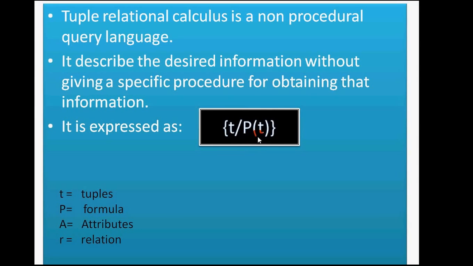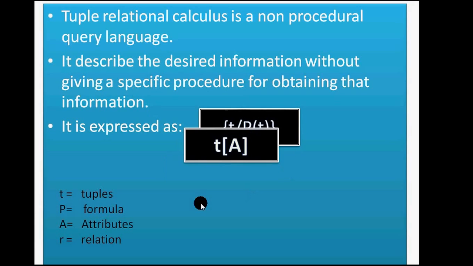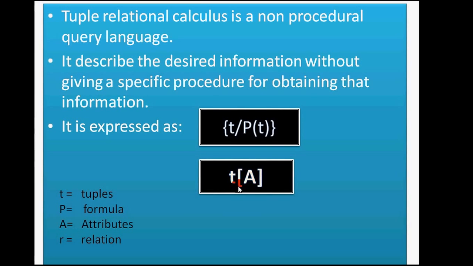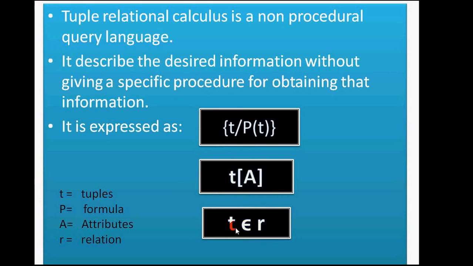The second is, if we have a representation of this kind, it denotes a tuple t on attribute A. Here we are representing the attribute with a capital A, so it denotes the tuple on attribute A. Also we have t belongs to r. Here t is the tuple which is in the relation r, where small r is the relation. So here I am providing all the variables: t is tuples, P is formula, A is attribute, and r is relation.